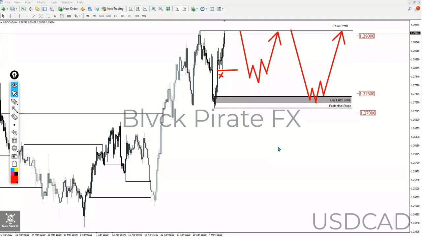All right, so this is what it looks like, with both areas I'll be looking to find my entries on. The target still remains the same. The only thing that changes is after I do get the buy profile, my stop loss is moved to this low, and the low that's created here. So this is what I have for you guys on Usdcad for this coming week.